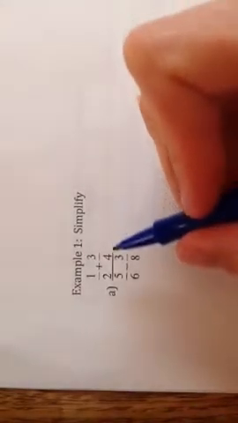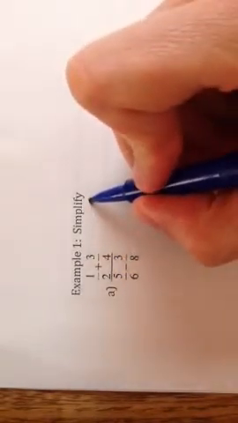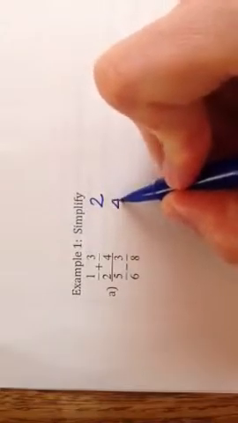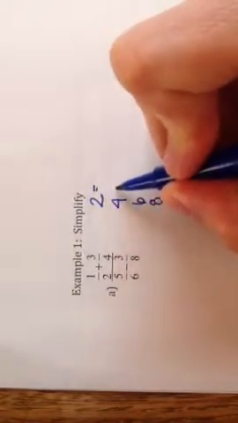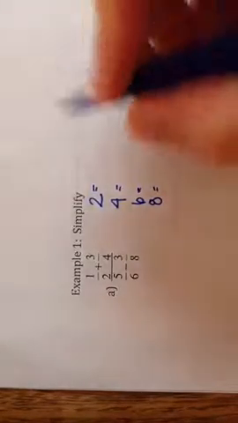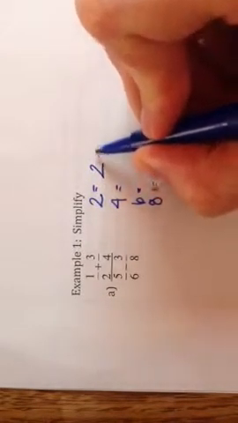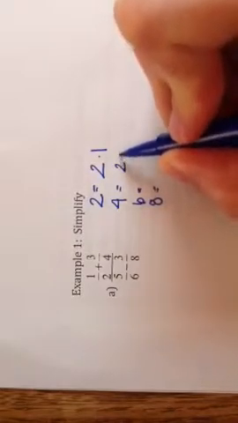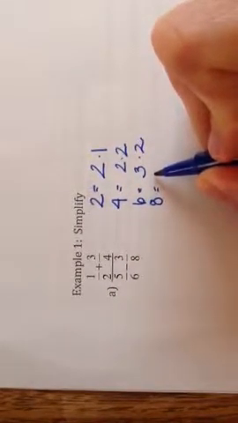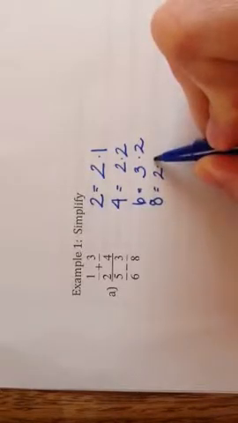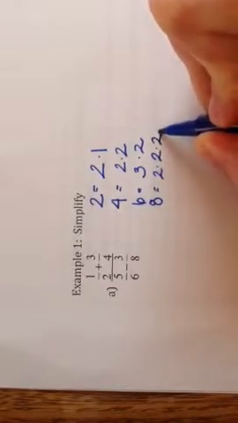It's going to come down to finding the LCD, the least common denominator. So go to your denominators. We have a denominator of 2, a denominator of 4, a denominator of 6, and a denominator of 8. We're going to break these down into prime factorization. So 2 is 2 times 1, 4 is 2 times 2, 6 is 3 times 2, and 8 is 2 times 4, and 4 is 2 times 2.